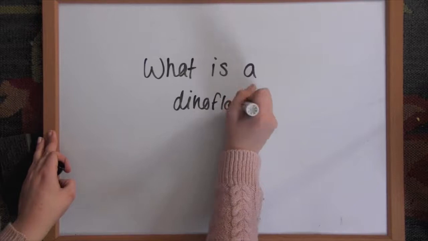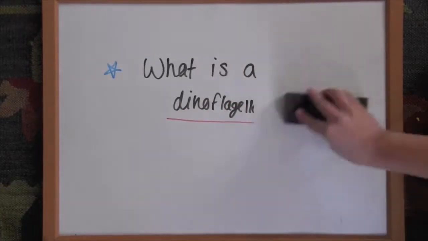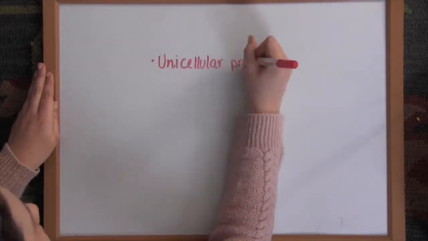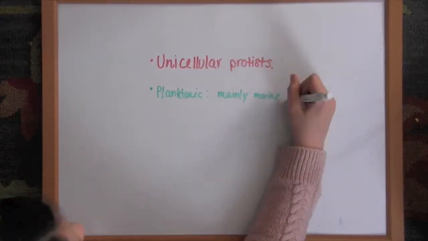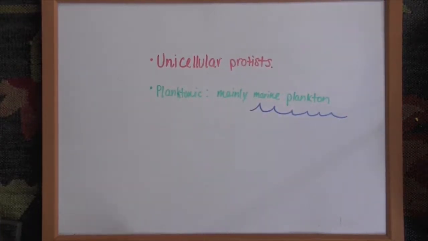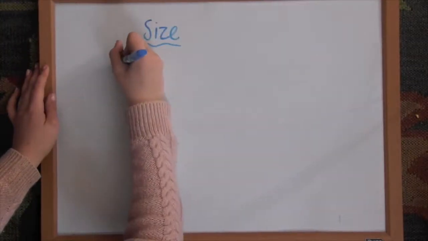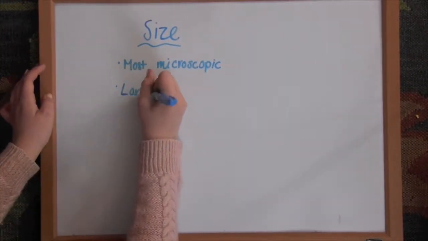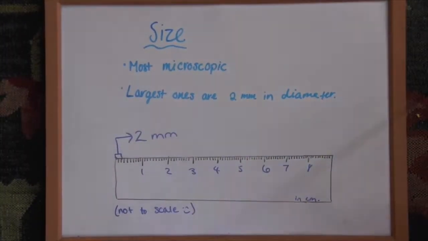What is a dinoflagellate? Dinoflagellates are unicellular protists that inhabit ocean surfaces. They are deemed planktonic, and the majority are marine plankton. Most are microscopic and tend to range from 15 to 40 microns in diameter, but the largest dinoflagellates can be about 2 millimeters in diameter.